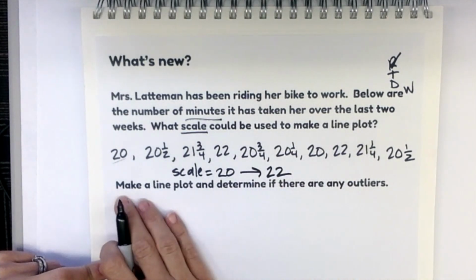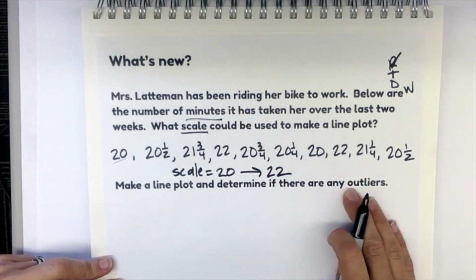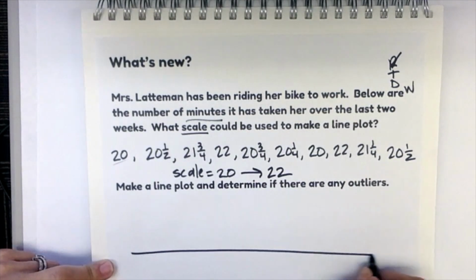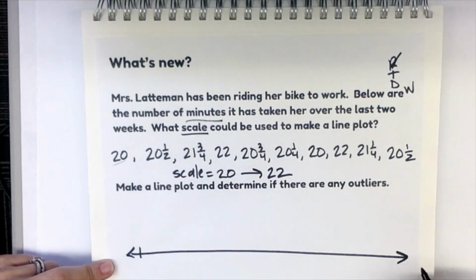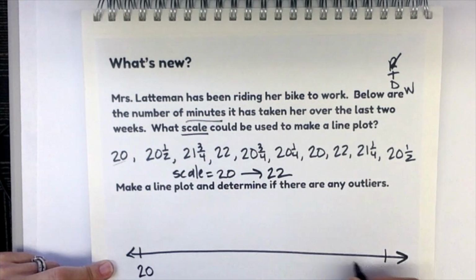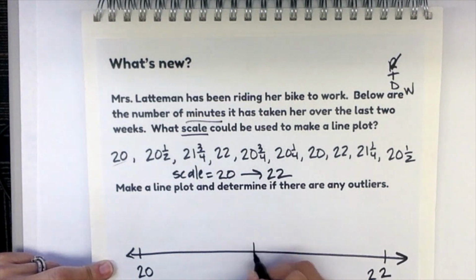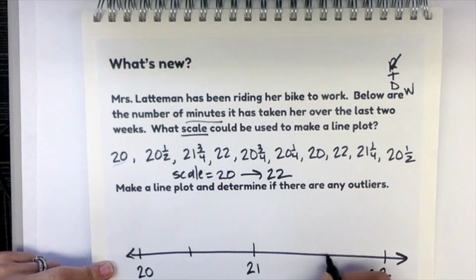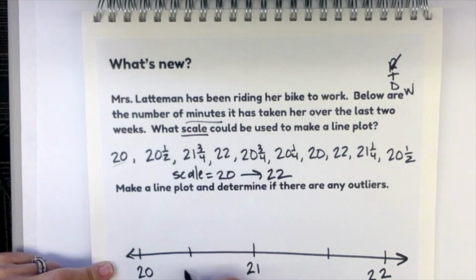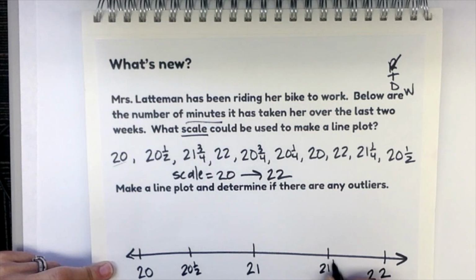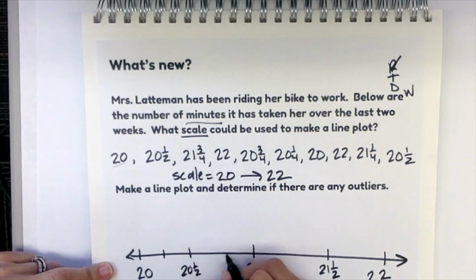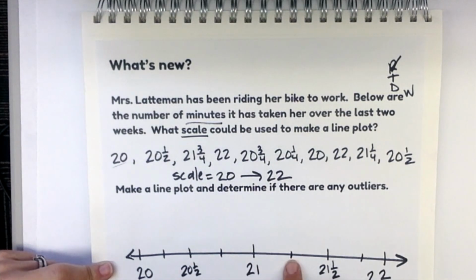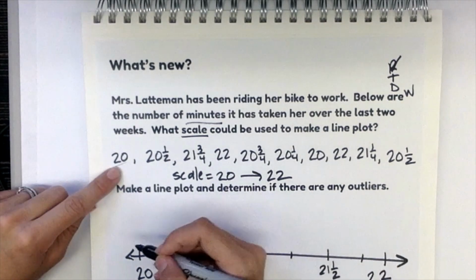And let's read this one. Make a line plot and determine if there are any outliers. Okay, so we know our scale. So we got 20 and 22. So we got 21 in the middle, just like we saw today on our figure it out. So we had 20 and a half and 21 and a half. And so then we have our, so this would be 20 and 1/4, 20 and 3/4, 21 and a fourth, 21 and 3/4.